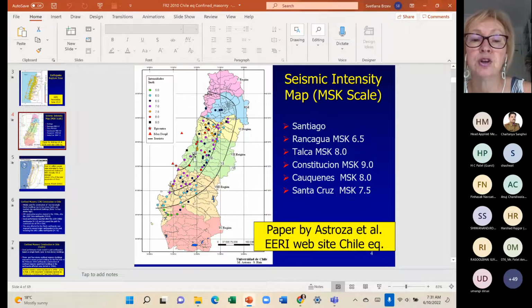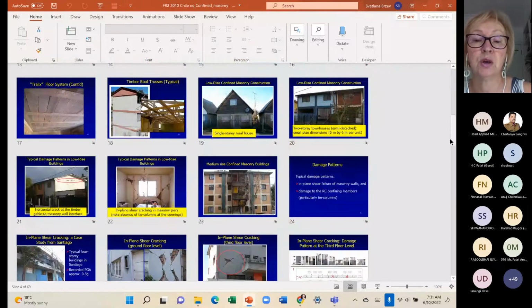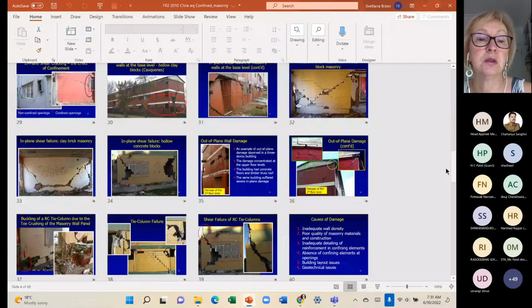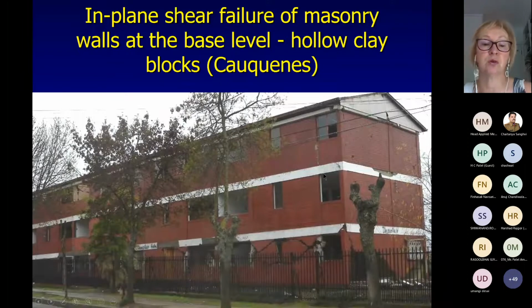So the largest intensity according to the MSK scale, which is used in Chile, is 9. That is really at the epicenter or very close to the epicenter, actually. And then Cauquenes is 8. So it is a city which was exposed to a very high intensity earthquake. Anyway, the building that we visited, I was going with my 2 Chilean colleagues from the University of Chile in Santiago.